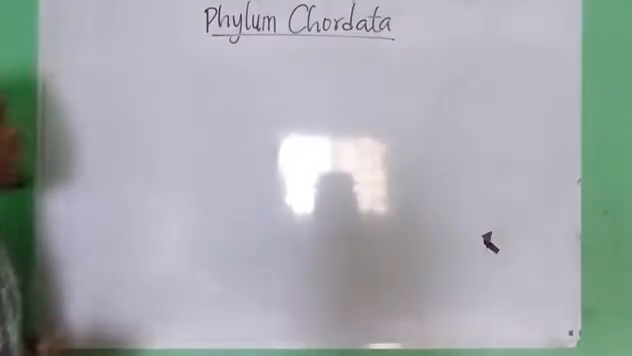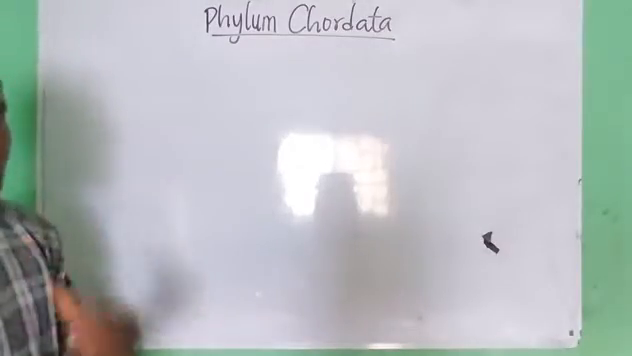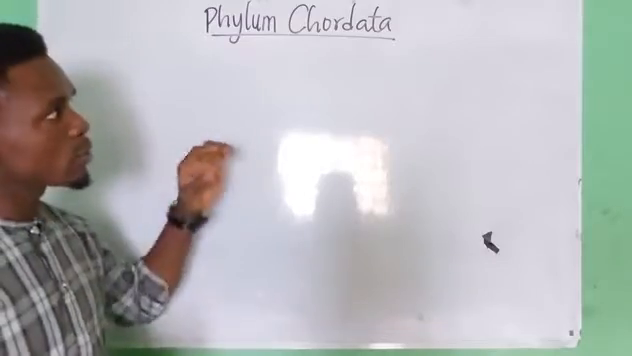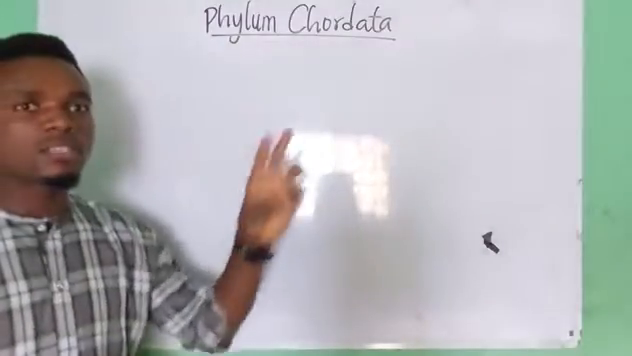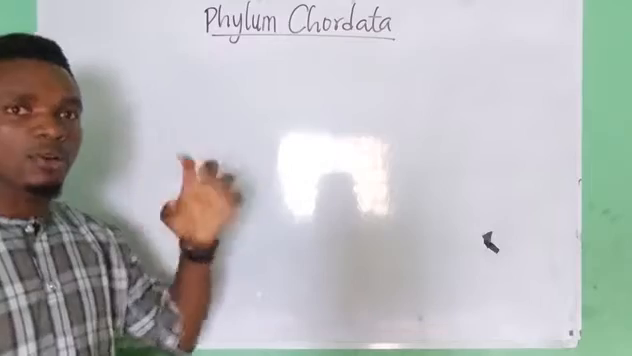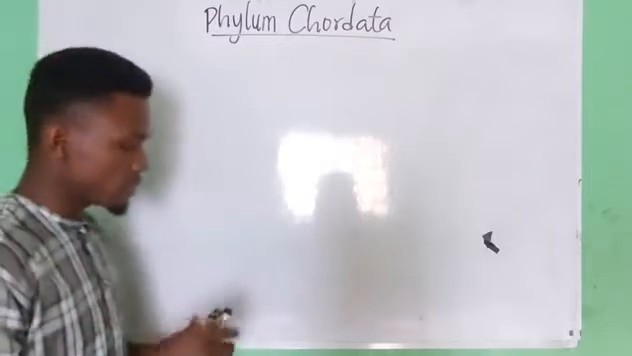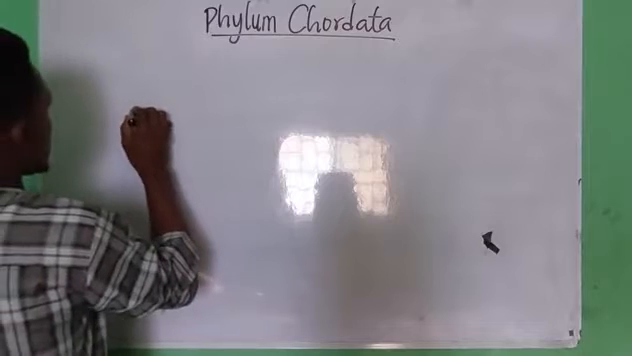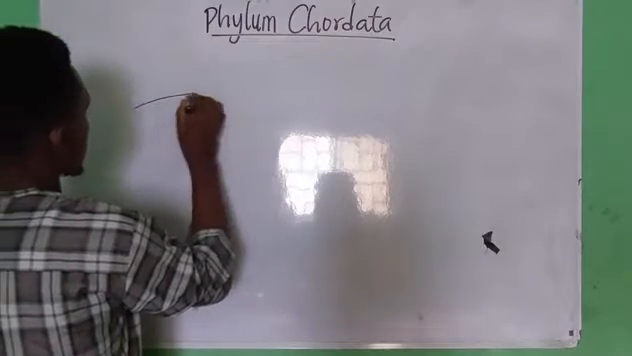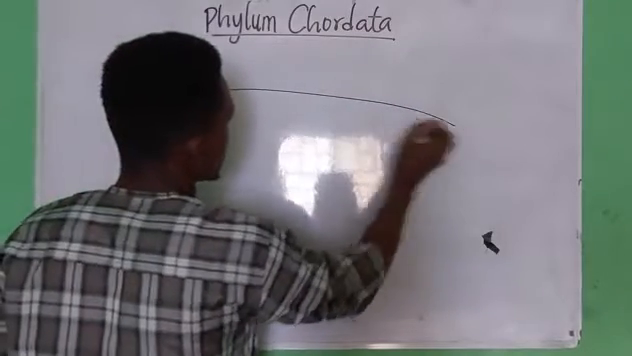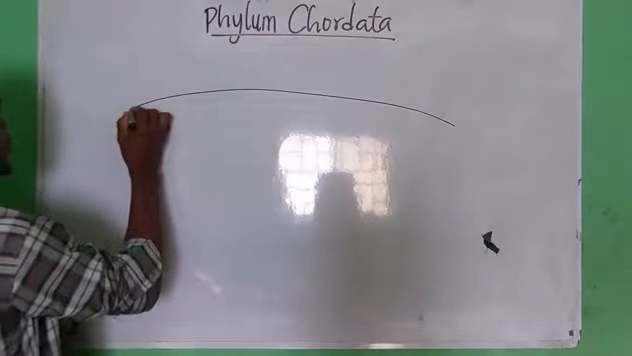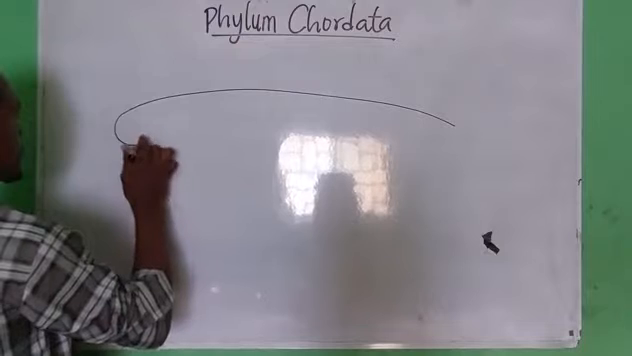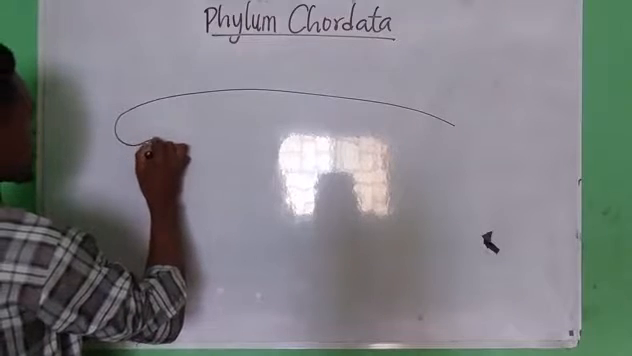Now, before I jump into today's business, I want to put a diagram on the board. I want you to explain the 4 distinctive features that chordates possess. Let's do it. Sometimes it's good to put a diagram on the board for a better understanding, right? So it's somewhat like this.